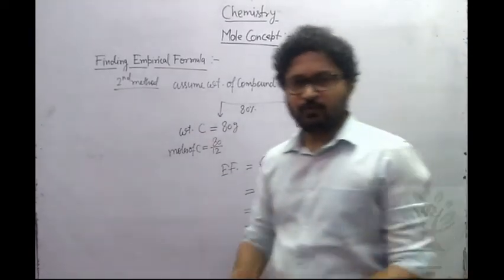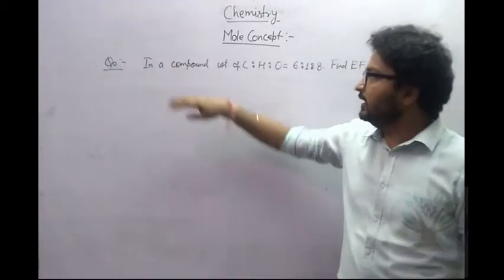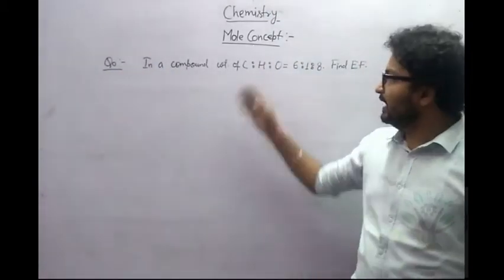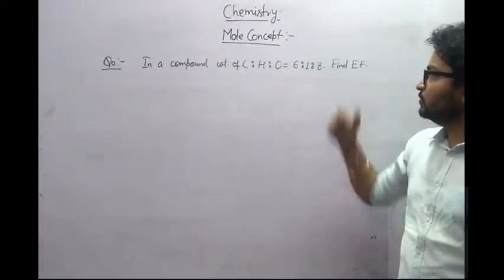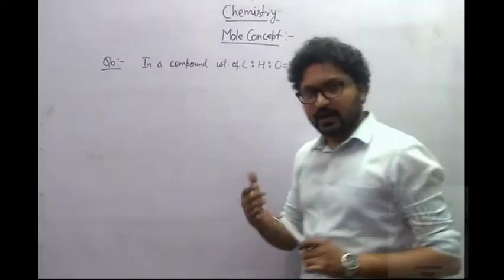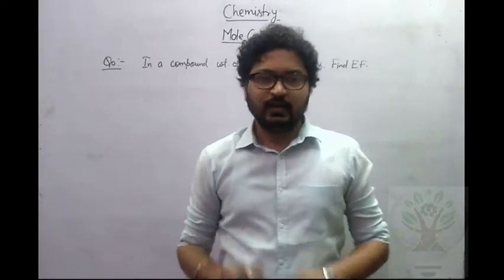Okay, let's move forward. Now, let's see another problem. It says in a compound, the weight of carbon to hydrogen to oxygen is 6:1:8. Means carbon, hydrogen and oxygen have a weight ratio of 6:1:8. What do you have to do?